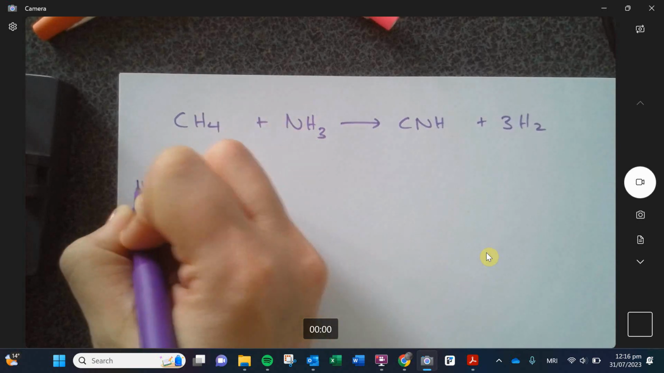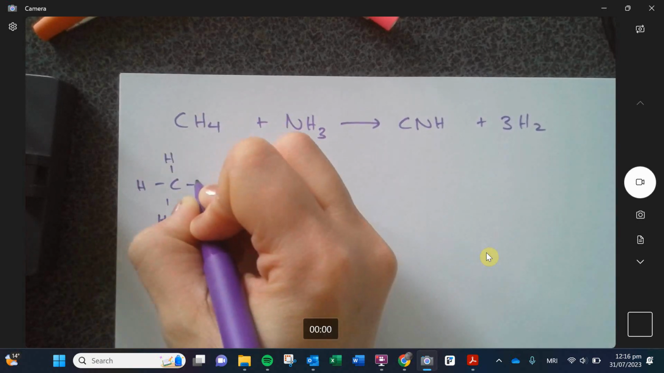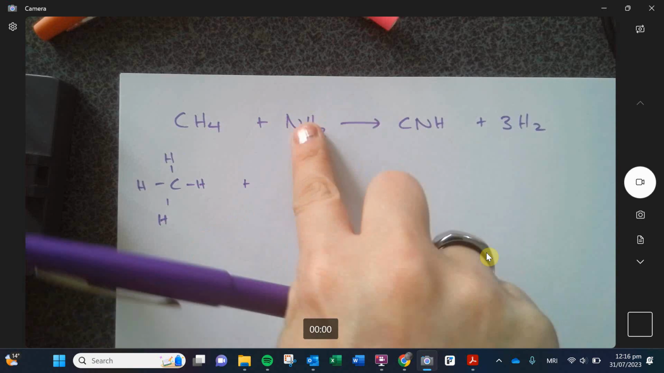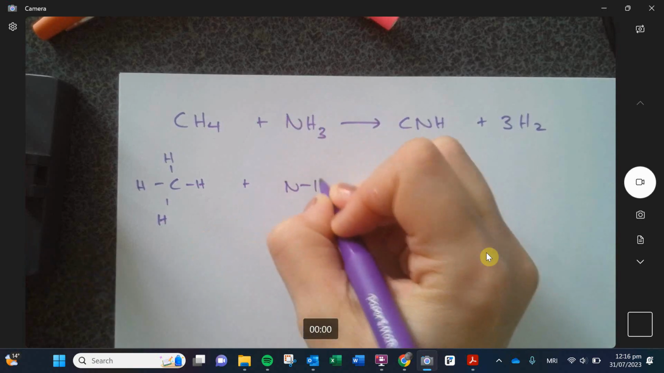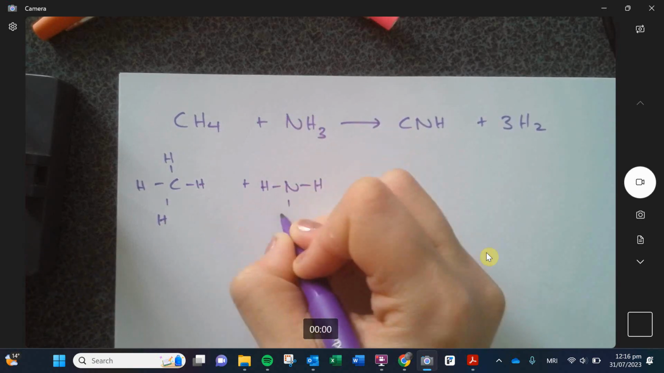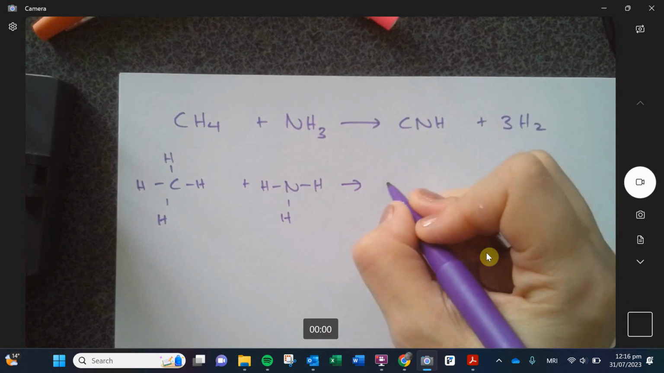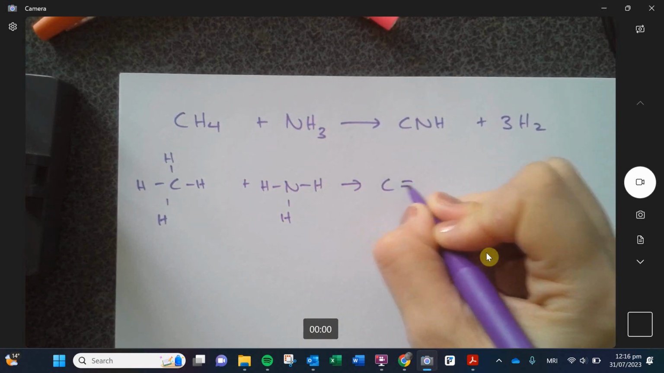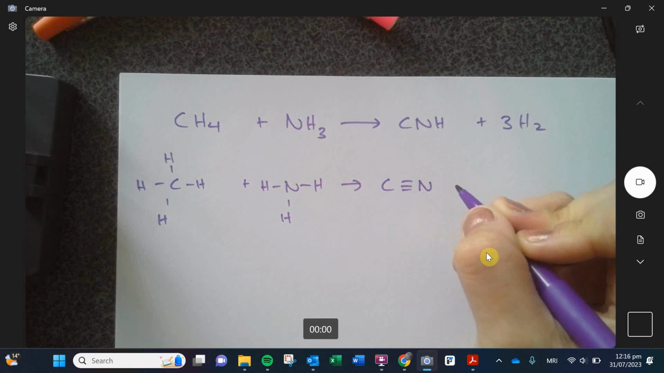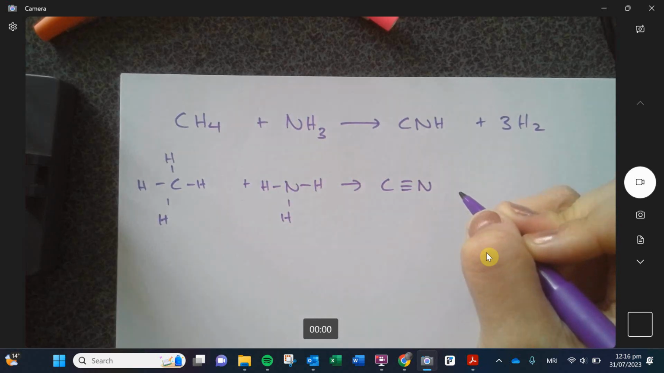So it'd be that guy. It would be this guy. This one would be C triple bond N, and then I just gotta double check where the H is attached to.